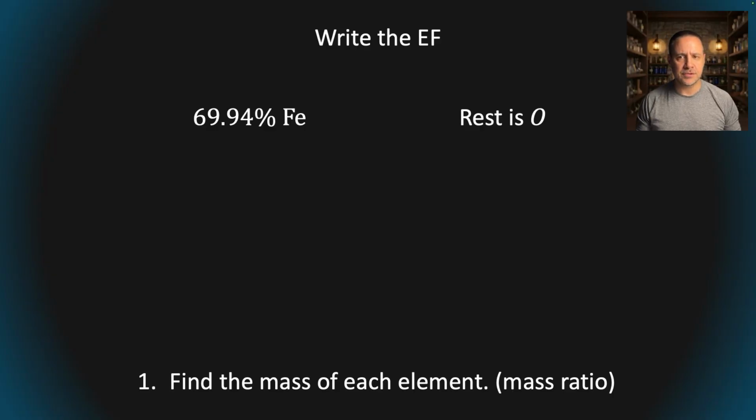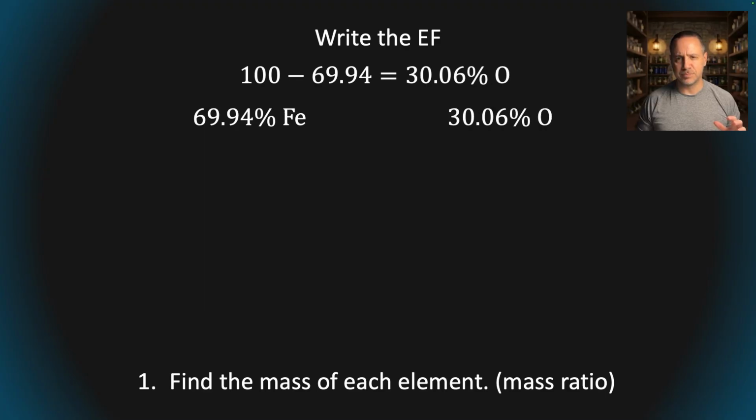The question said that the sample was only iron and oxygen, so together they add up to 100%. But I have percentages, not mass. There's a few ways to convert from percent to mass, but I like to just assume that the sample is 100 grams. In a 100 gram sample, that's 69.94% iron. I'll have 69.94 grams of iron and 30.06 grams of oxygen.